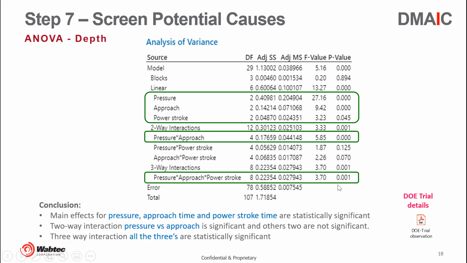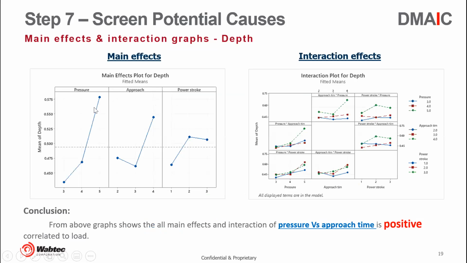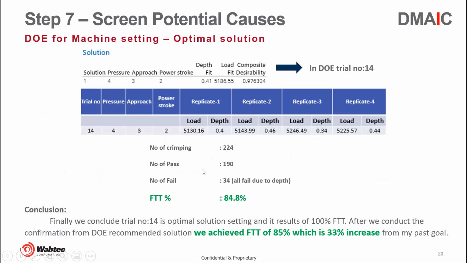Having understood this, we went to see the main effects and the interaction effect in the next slide through Minitab, wherein we were able to see that pressure versus approach time was positively correlated to the load, besides the 3 main effects.